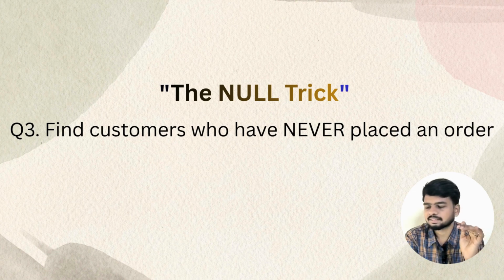I will call it the null trick. This is the one you need to get right. What is the question here? The question is, find customers who never placed an order. Customers who never placed an order, right? Never is the keyword here. This means find customers who don't appear in the orders table, which are in the customer table but not in the orders table. You got the hint here, right?